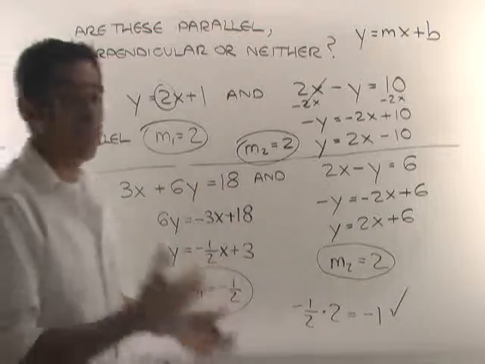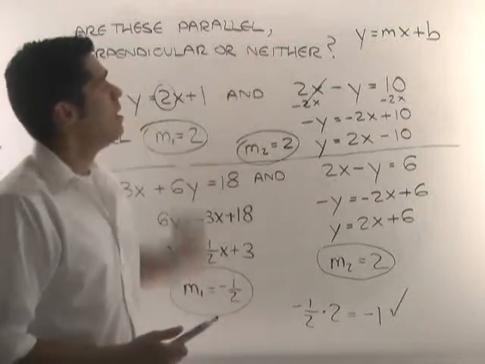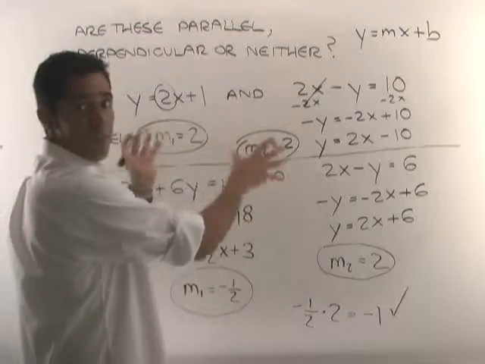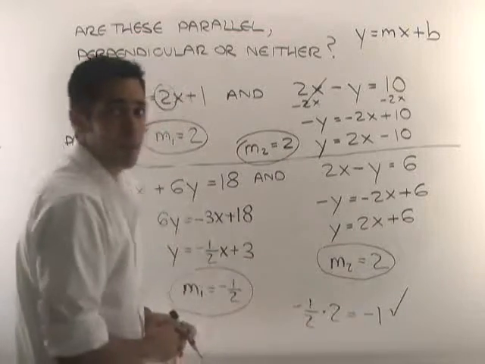And in these examples, I did not give you an example of neither, but if you ever looked at the two slopes and they weren't the same, and they didn't multiply to be negative 1, you would say neither.